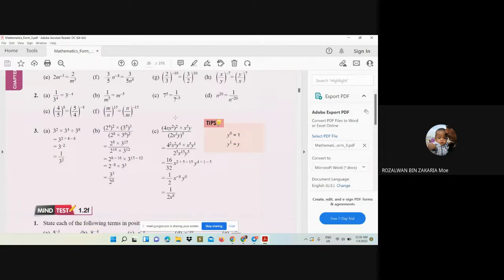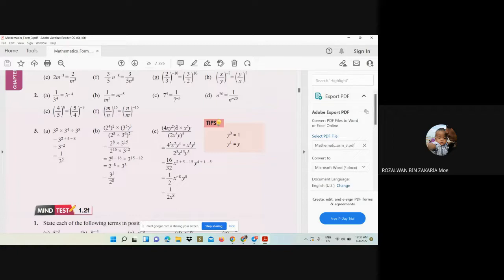So firstly, you have to open the bracket here. Remember, when you open the bracket, that means the power outside the bracket, you have to multiply with the numbers and also the index numbers inside the bracket. The coefficient also, you have to power of 2 here. So it is equal to 4 here.